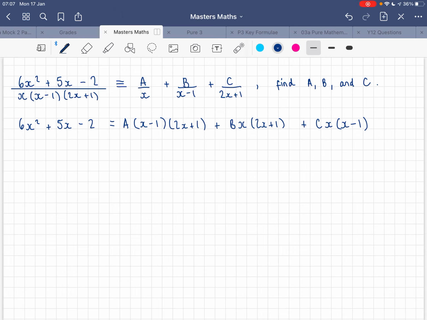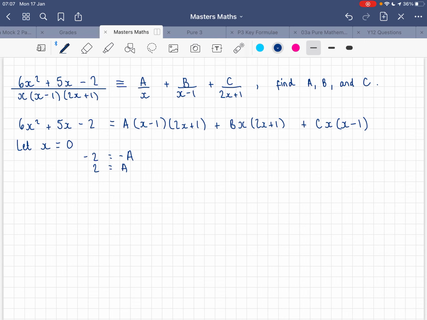So I am going to start by letting x equal 0, so that the b and the c part cancels out because we're multiplying by 0. So we get 0 plus 0, so minus 2 is equal to (0 minus 1)(0 plus 1), so minus 1a, which means a is equal to 2 when we get rid of the negative.